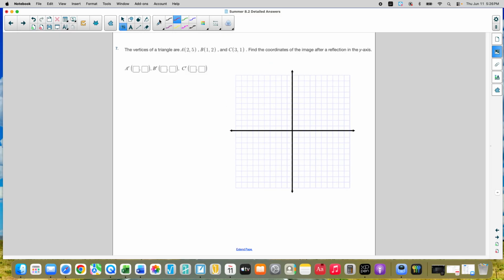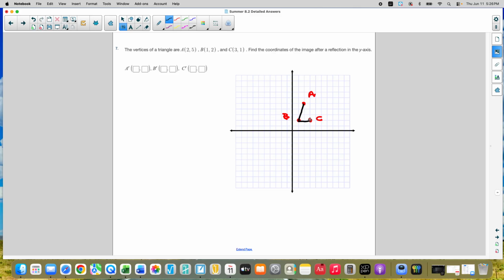So we have the first point, which is going to be (-2, 5). That's point A. The next point is (-1, 2). That's point B. And (-3, 1) is going to be C. Okay, there is our figure.